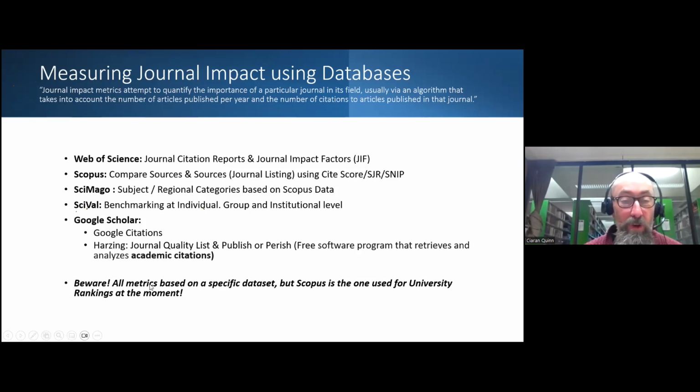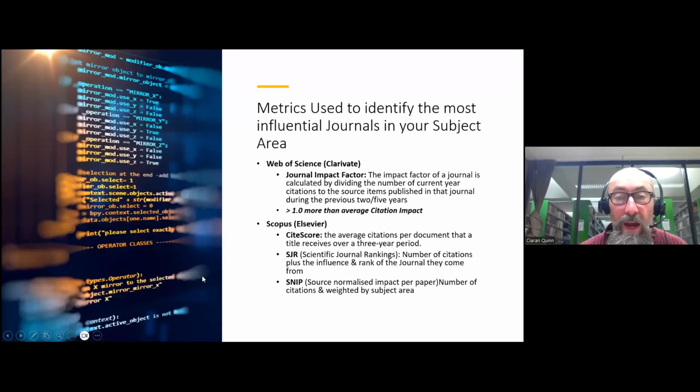But as the health warning goes, all metrics are based on specific data sets. Just to bear in mind, Scopus is the one used for university rankings at the moment. So that's probably the one that Maynooth will pay most attention to, because that's where our rankings are coming from. So if you're particularly interested in tapping into publishing in high impact journals that then feed into the university rankings, you want to be going for high ranking journals that are indexed in Scopus. And this is just a bit more on the different metrics. So the journal impact factor itself, this is the one in Web of Science.